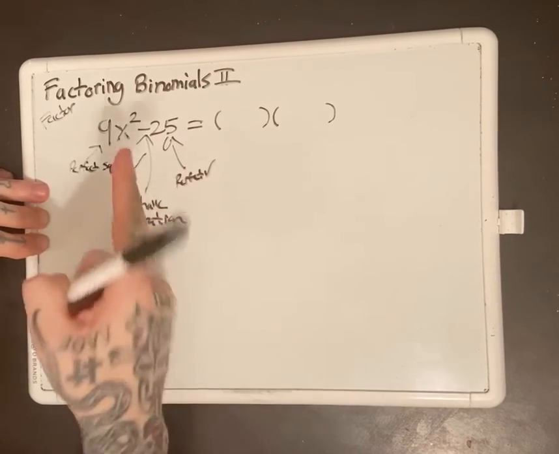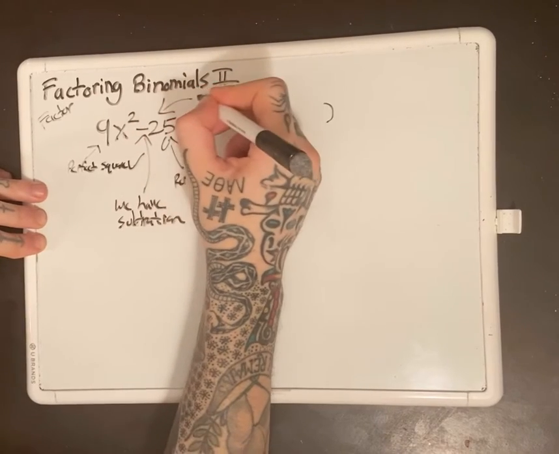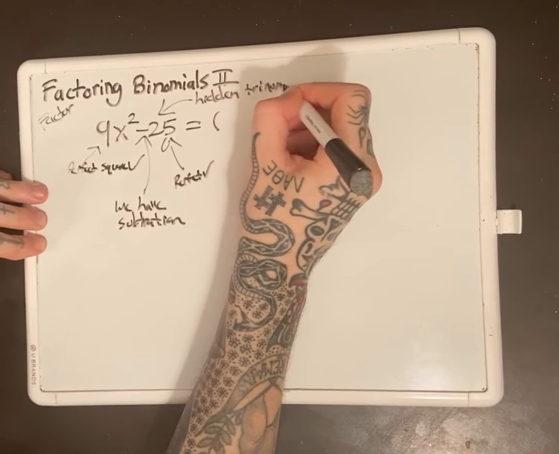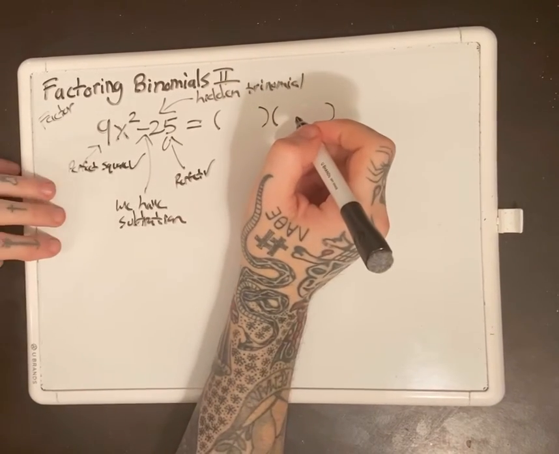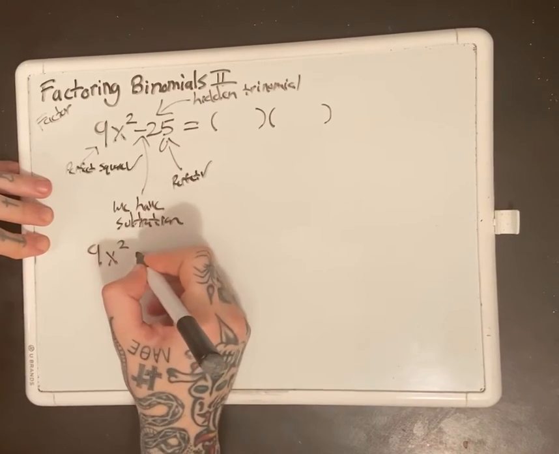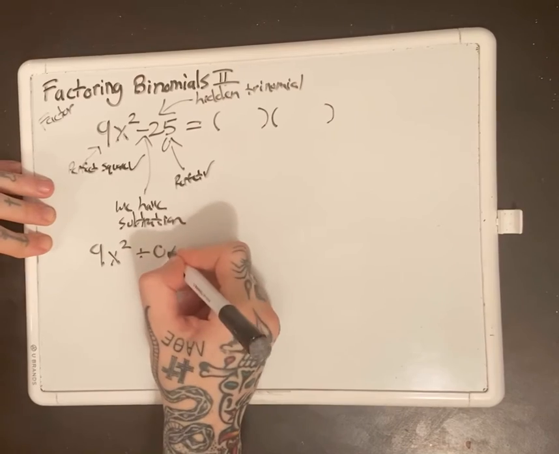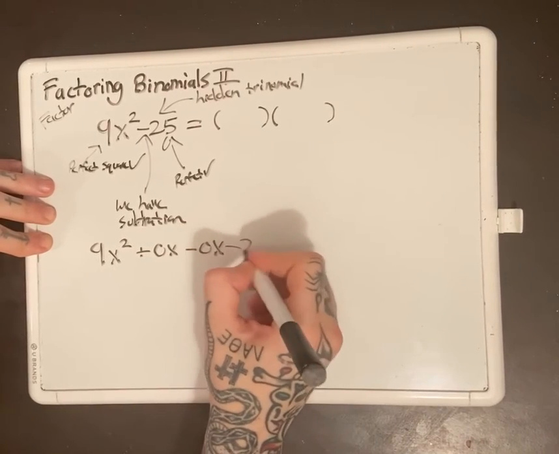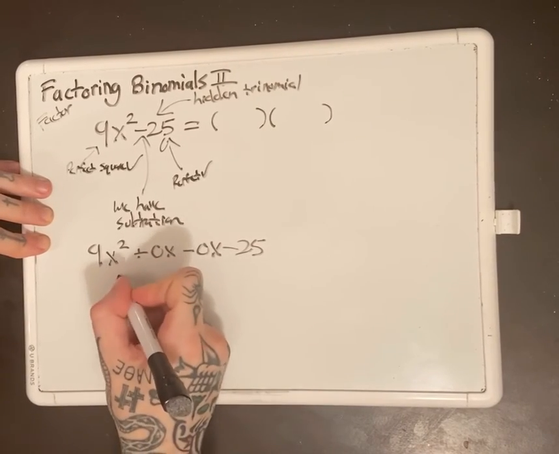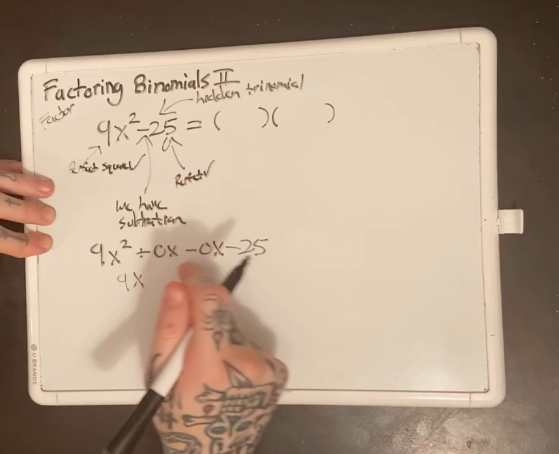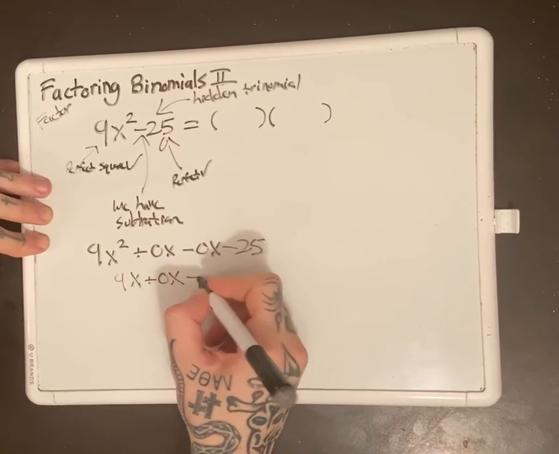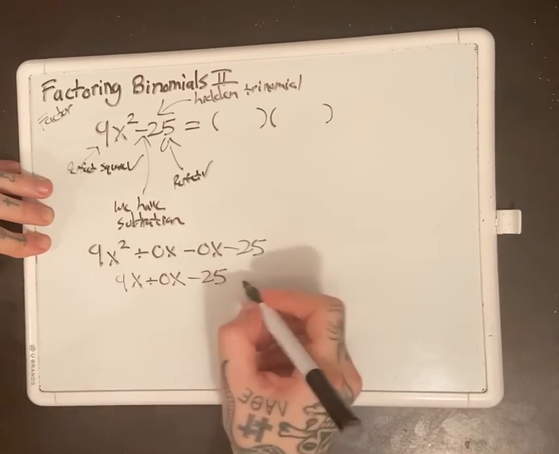Okay, so we know that this is a hidden trinomial. All right, so really what that looks like is 9x squared plus 0x minus 0x minus 25. Okay, well, that's not a trinomial, but that's what you would get if you did the whole FOIL. But then if you simplified real quick, you would just get this. There, and this is the hidden trinomial.